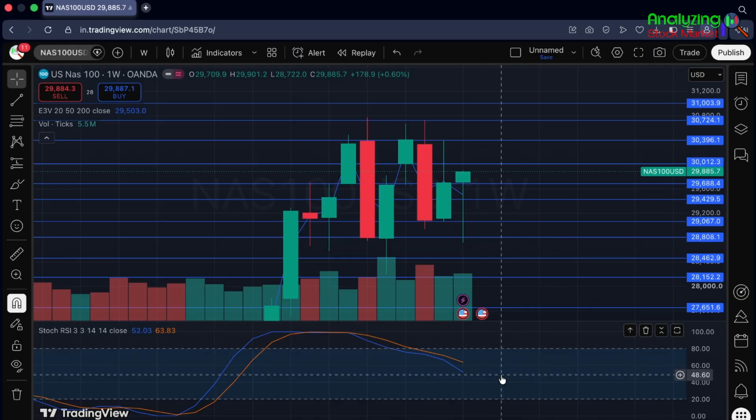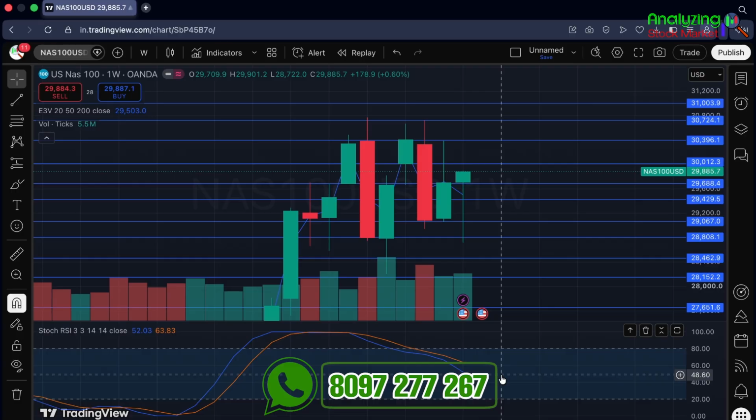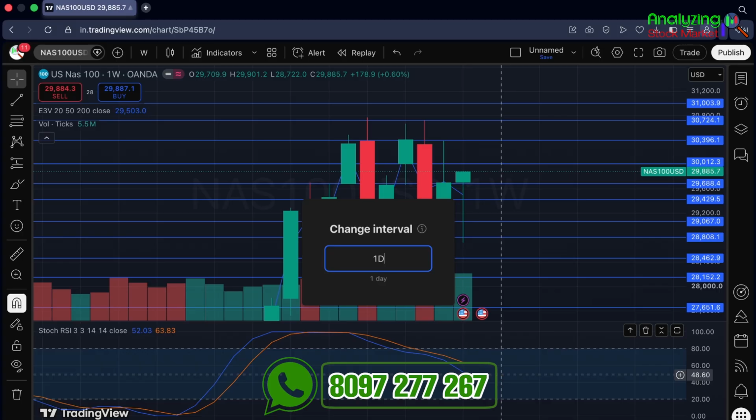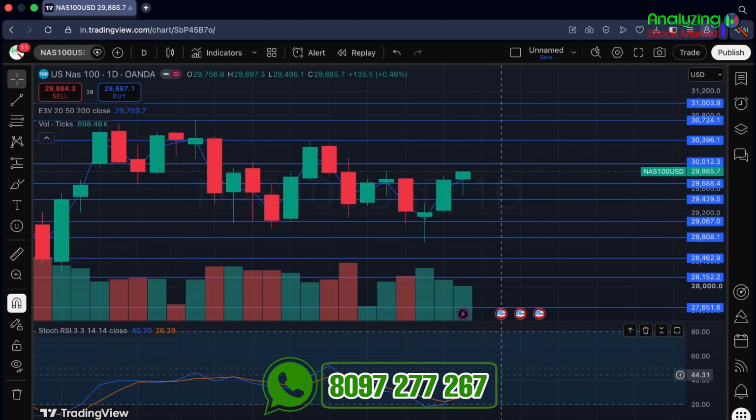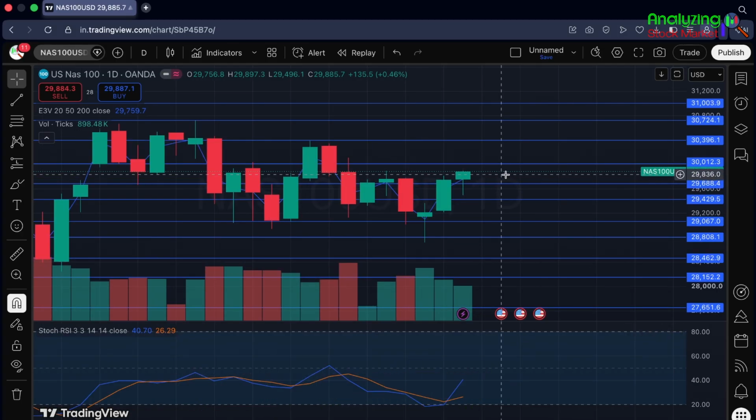But remember, as we always say, we should not only look at RSI or other indicators, we should also look at other factors which move the market, like any news or important events, and then make a decision according to that data. So now let's mark some important support zones and resistance zones on a one-day chart. So here, this is a one-day chart.